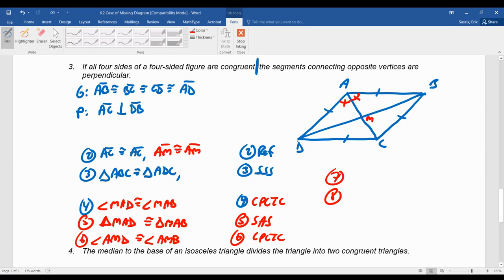And then, of course, it looks like I'm going to have 8 steps, or maybe 9. Wow. So here I have to say that angle AMD is supplementary to angle AMB. You know the reason there. Now I can say that angle AMD is right, because if angles are supplementary and congruent, then they're right. Now I can say that AC is perpendicular to DB. So it ends up being pretty lengthy.